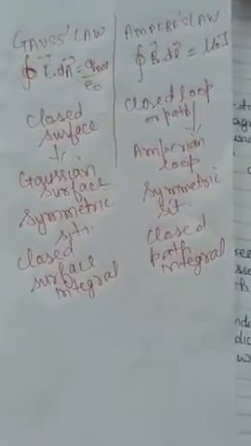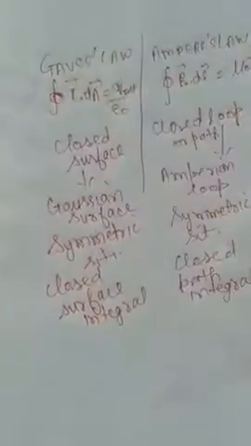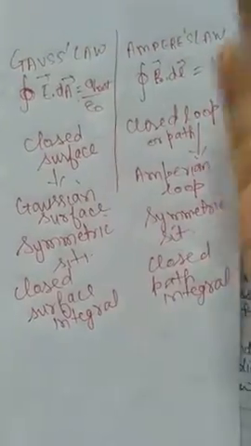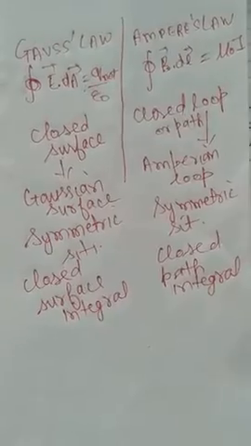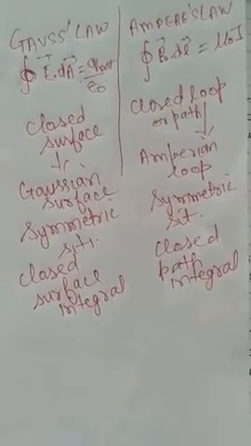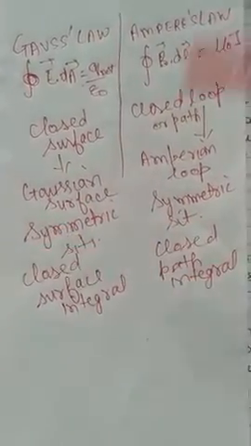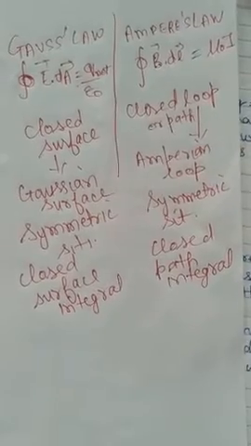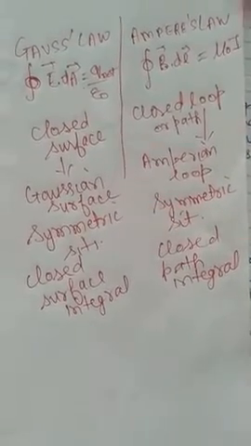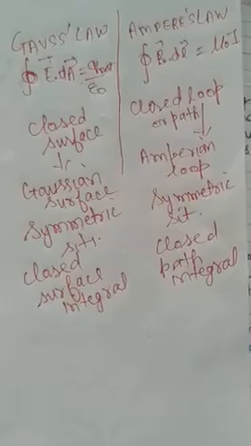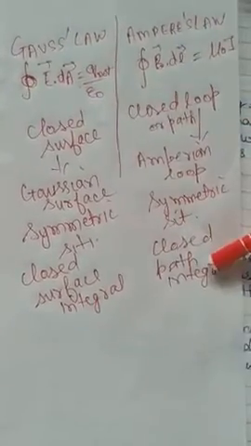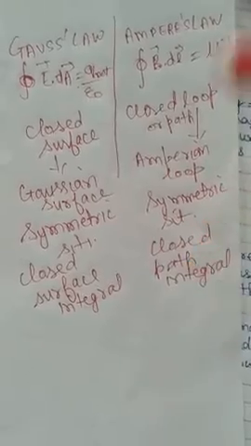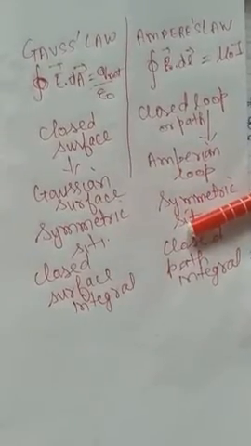In some ways they are similar. Gauss law is used to find the electric field, and Ampere's law is used for finding the magnetic field. Both use closed surfaces or closed paths: here it is the Gaussian surface, and in this case we use the Amperian loop. Both use symmetrical situations. Here we have the surface integral of E dot dA, and here we have the line integral or closed path integral. Clear?